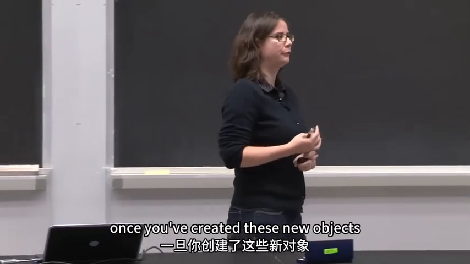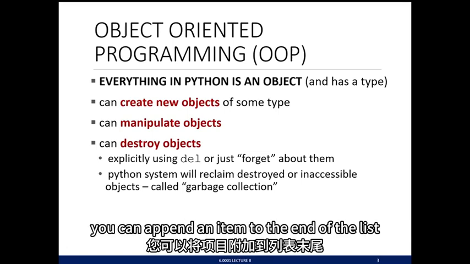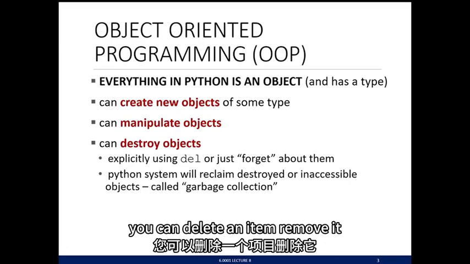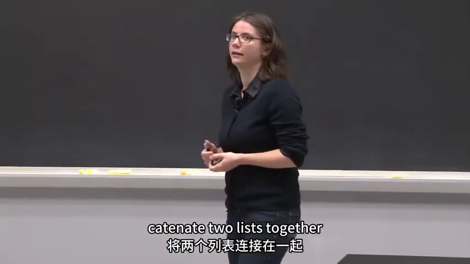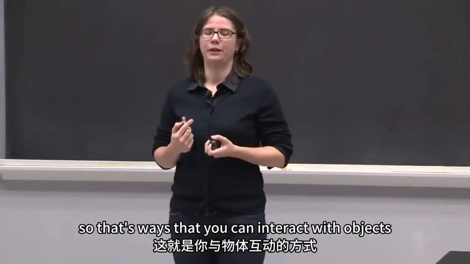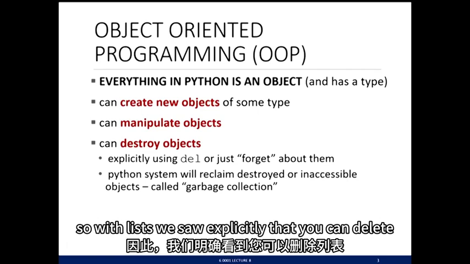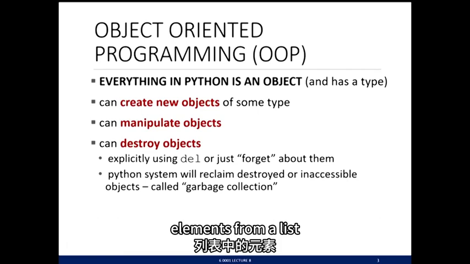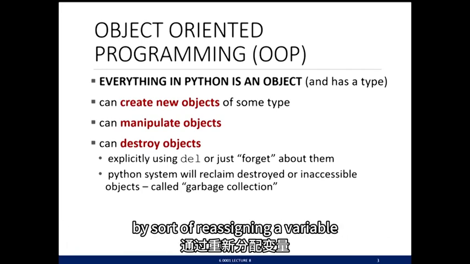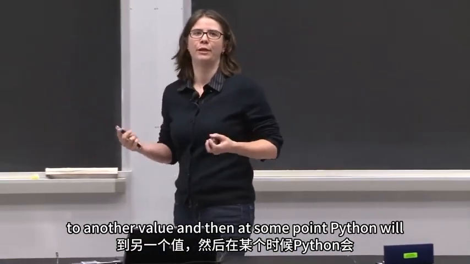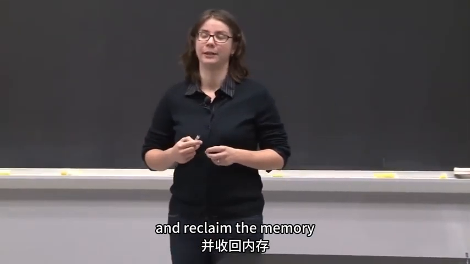Once you've created these new objects, you can manipulate them. So for a list, for example, you can append an item to the end of the list. You can delete an item, remove it, concatenate two lists together. So those are ways that you can interact with objects. And the last thing you can do is you can destroy them. So with lists, we saw explicitly that you can delete elements from a list, or you can just forget about them by reassigning a variable to another value, and then at some point Python will collect all of these dead objects and reclaim the memory.